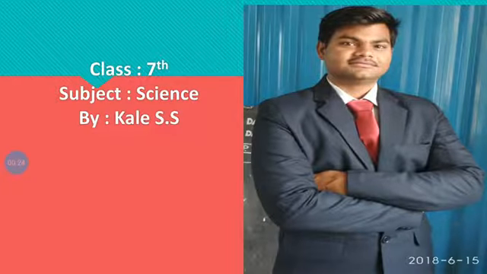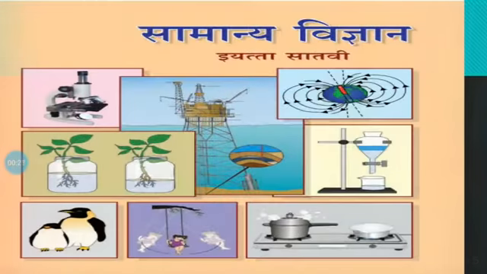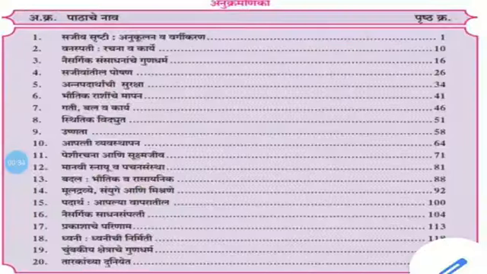Today we have to see the 4th chapter of the science book of standard 7. The name of the chapter is Nutrition in Living Organisms. In this chapter, up to the last video, we have seen what is meant by nutrition, the need of nutrition, and after that, the types of nutrition, autotrophic nutrition and heterotrophic nutrition.